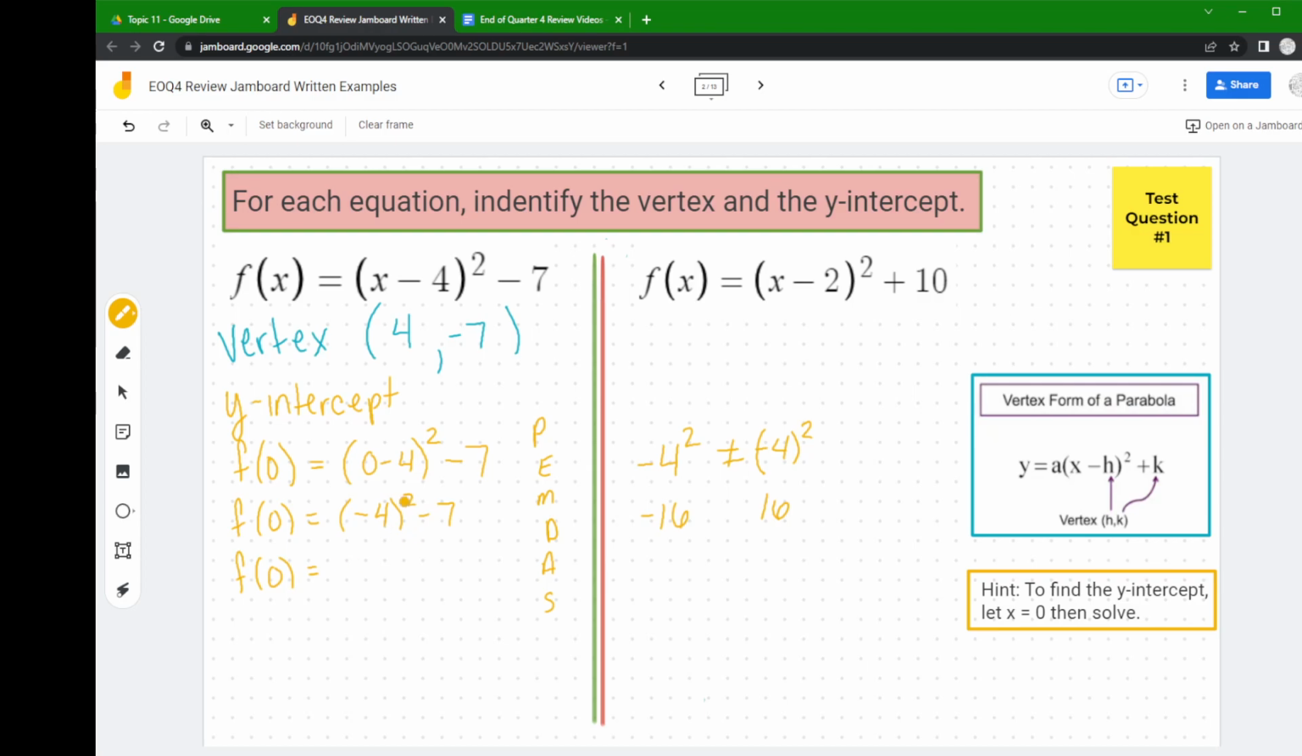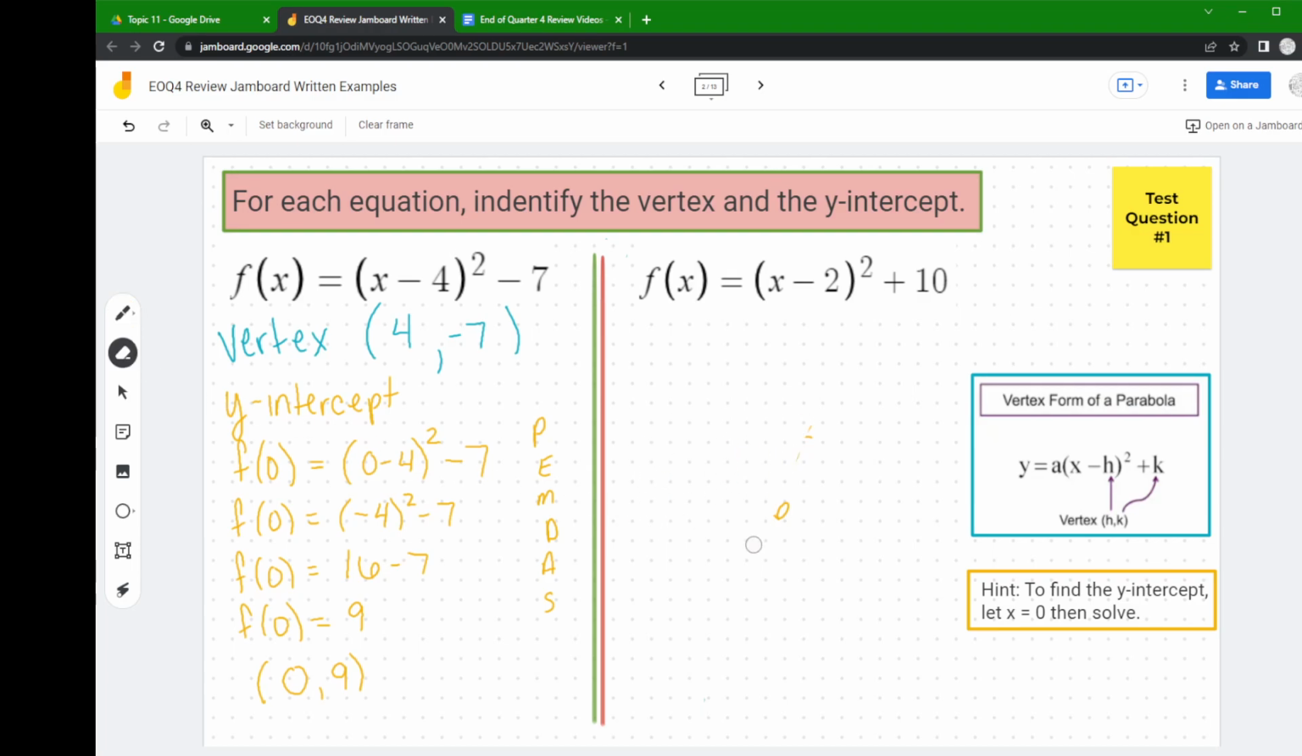All right, so (-4) squared is a +16, and +16 minus 7 is 9. So the y-intercept here is the ordered pair (0, 9), because 0 is what we plugged in for x.